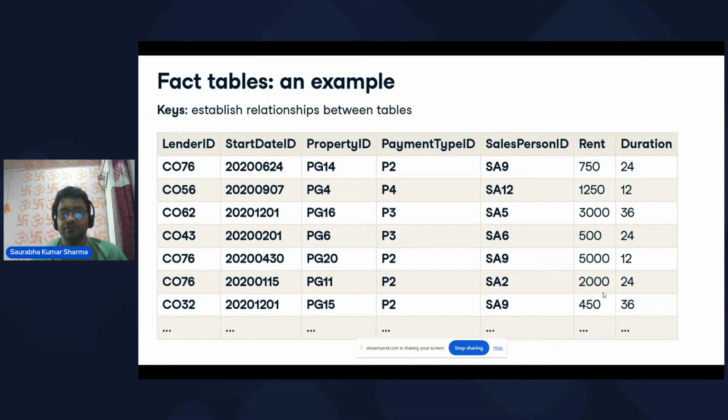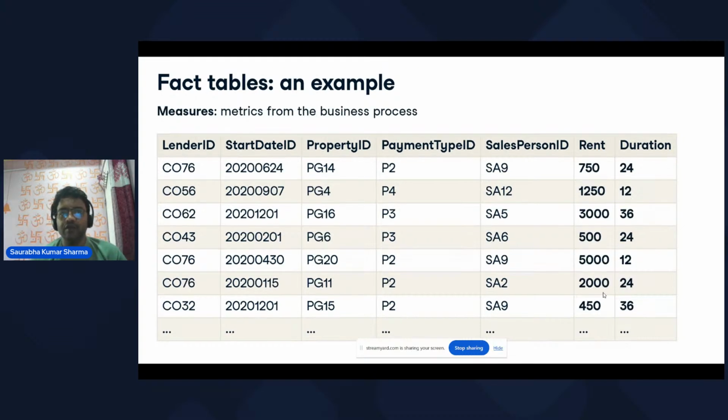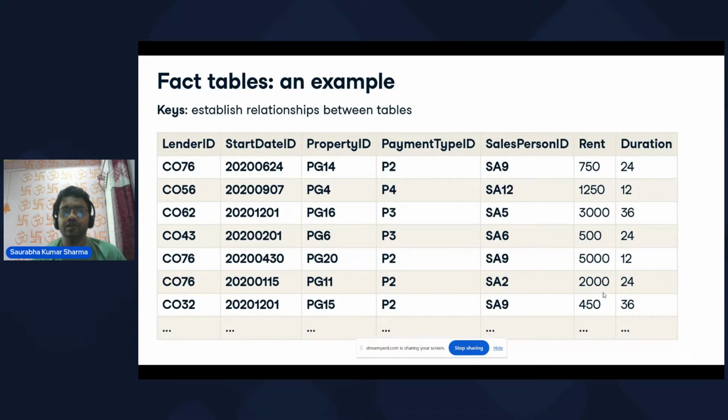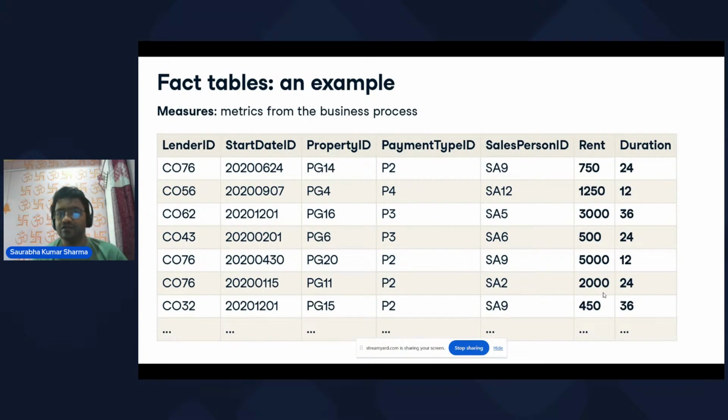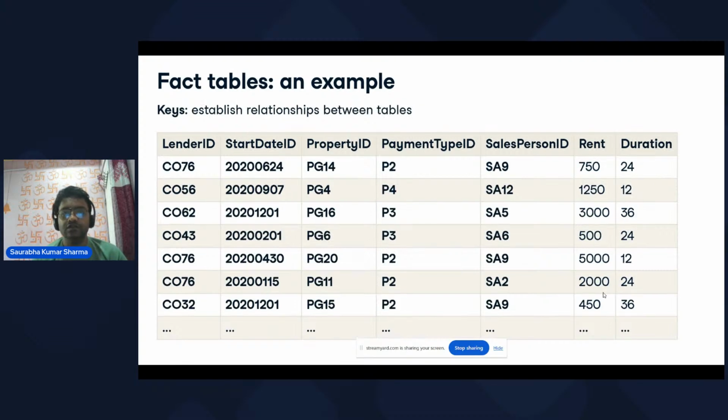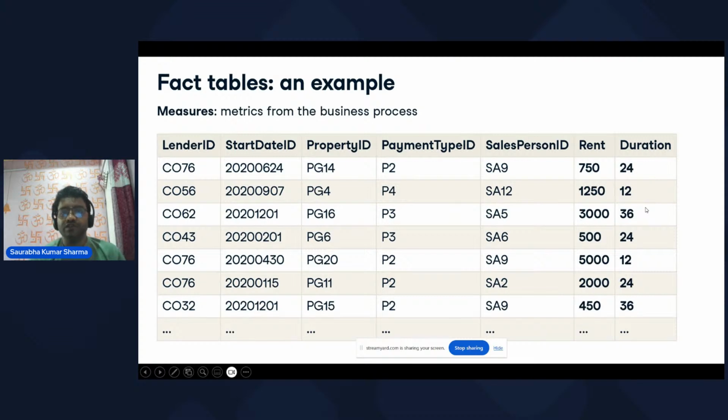That is the second one, the established relationship we have to create, right? So the first key is to establish the relationship between the tables. The second key is the metrics from the business process. So here you can see lender ID we have to create, start date we have to create, property ID, payment ID, sales ID. These are not part of the sales table. They are only for creating the relationship. The data which this table has is only rent and duration. Rent or duration acts as a measure column.